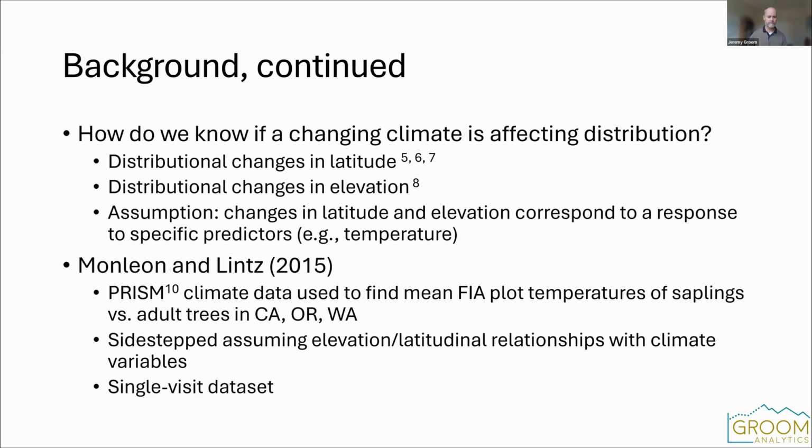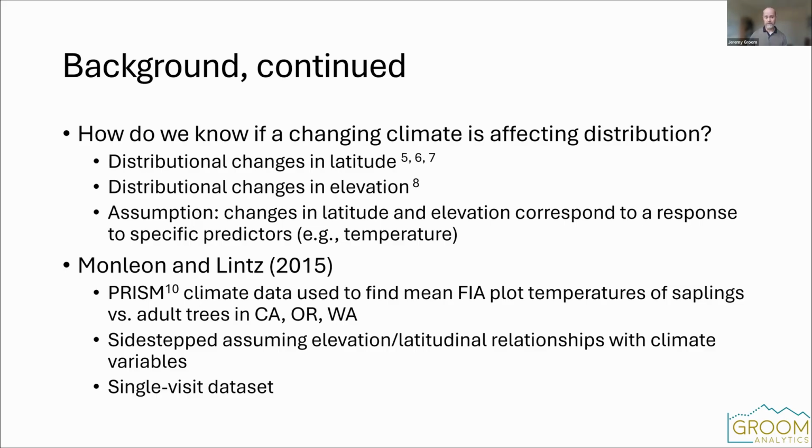In 2015, Vicente and Lintz have a paper in which they used PRISM data to find mean FIA plot temperatures for those plots that had saplings and those that had adult trees. They did this for all the plots in California, Oregon, and Washington. And then asked, okay, are the average temperatures of the plots for seedlings or saplings or trees different, and how different? So they were trying to use that as a metric of migration.